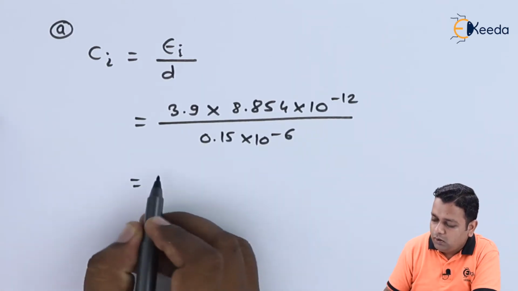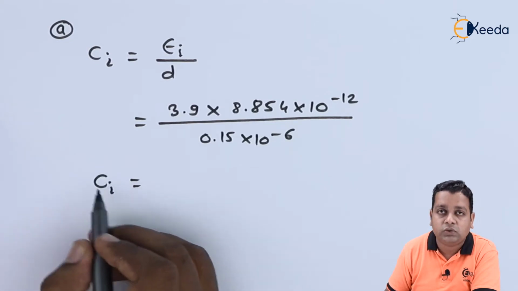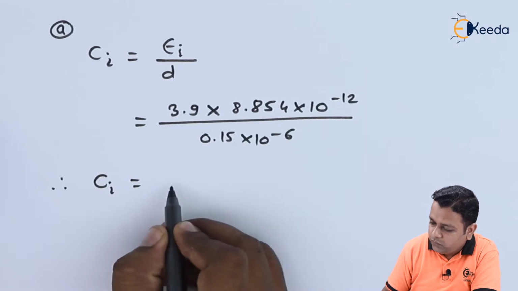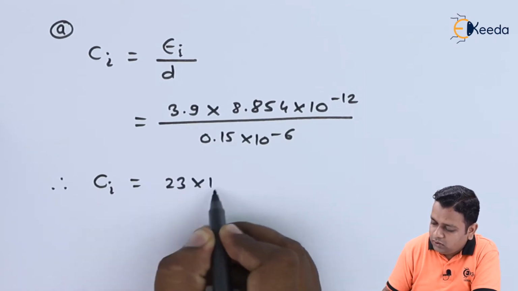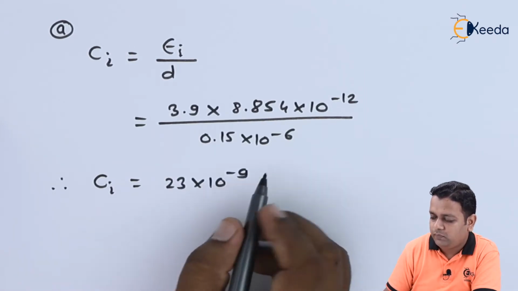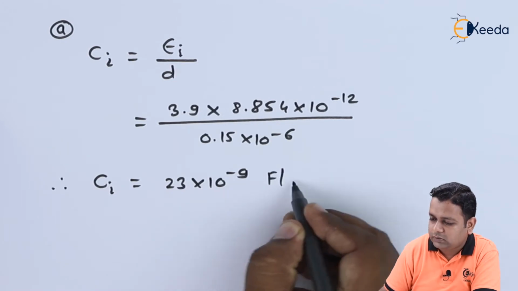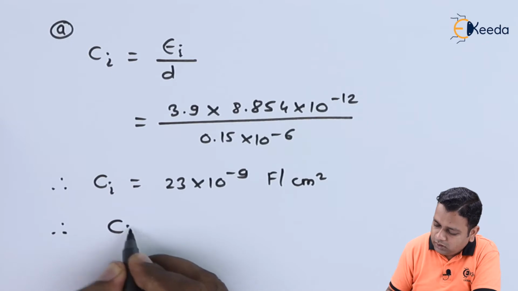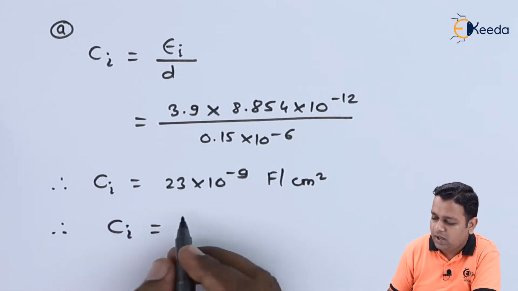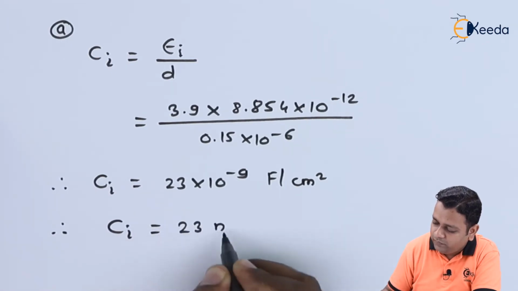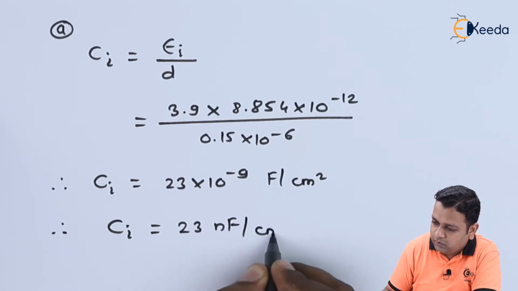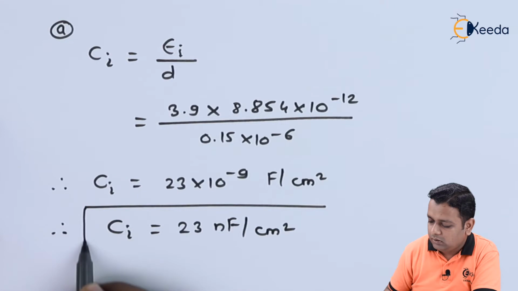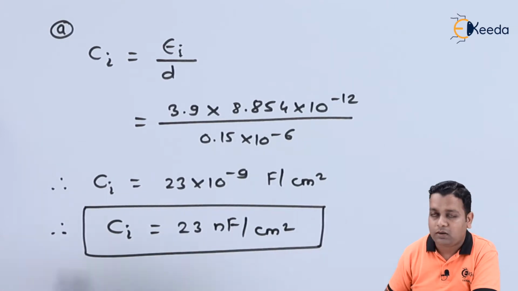So this computation gives the insulator capacitance value C suffix I as 23 into 10 raised to power minus 9. So this is in terms of farads per centimeter square. We can also write the insulator capacitance C suffix I as 23 nanofarads per centimeter square. So we outline this required answer for part A.